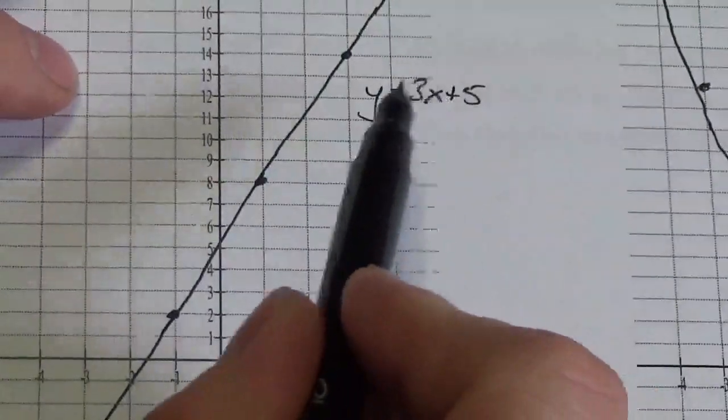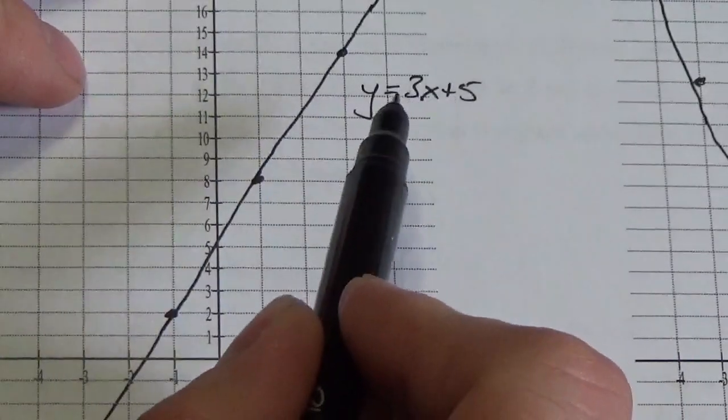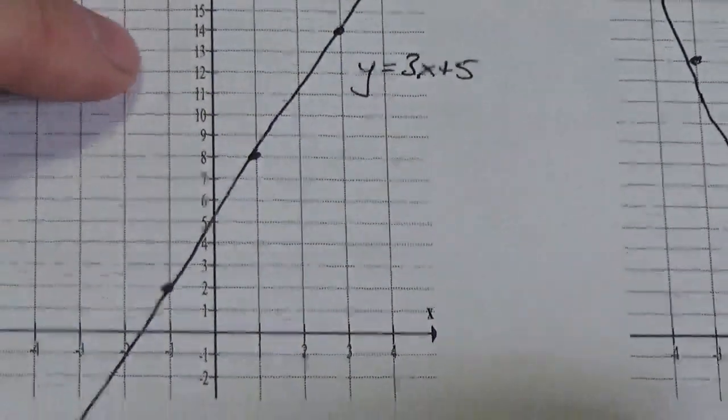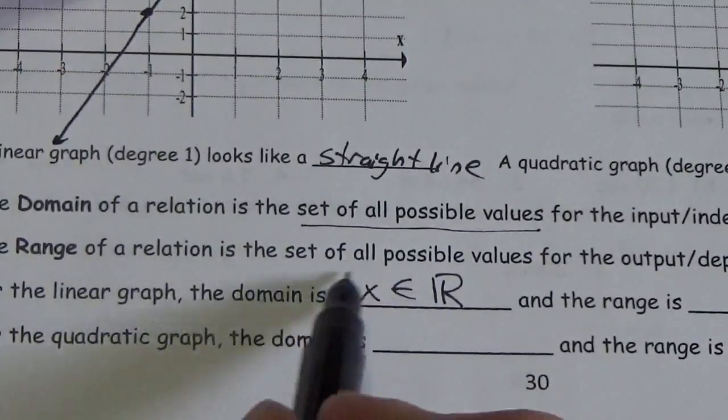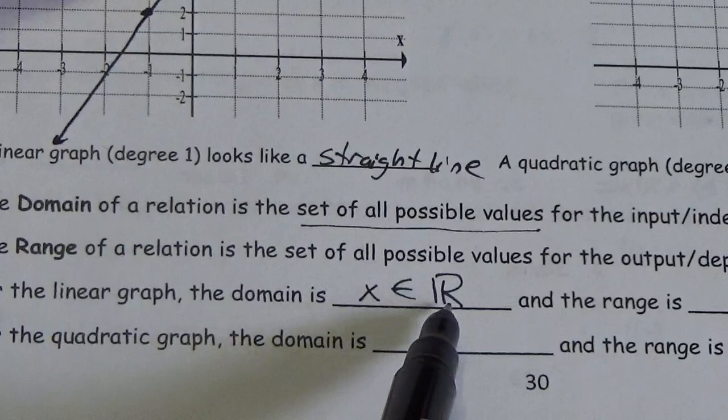I can take any number I can think of, any real number I can think of, multiply it by 3 and add 5 to it. That's not a problem, okay? And that's essentially what this means here. All the values of x that I can use are in the set of real numbers.